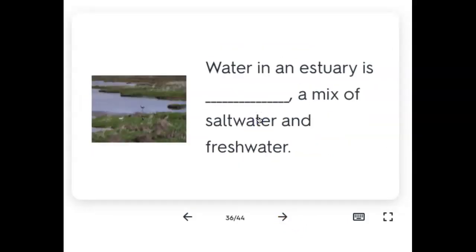Brackish water is going to be a mixture of fresh and salt water, and so brackish water is going to be found in an estuary.